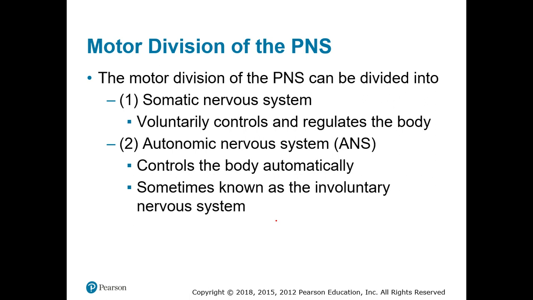Your somatic nervous system, this is things that are going to be under voluntary control. So you being able to move your legs, kick, stand up, you can tell yourself to pick up a pencil. Autonomic, on the other hand, which is abbreviated ANS, is going to control our body automatically, and sometimes it's called our involuntary nervous system. So these are things that we don't necessarily have to think of in order to do. For example, if we hold our breath, our body's going to automatically make us breathe. Or if we exercise, our heart rate is automatically going to go up.